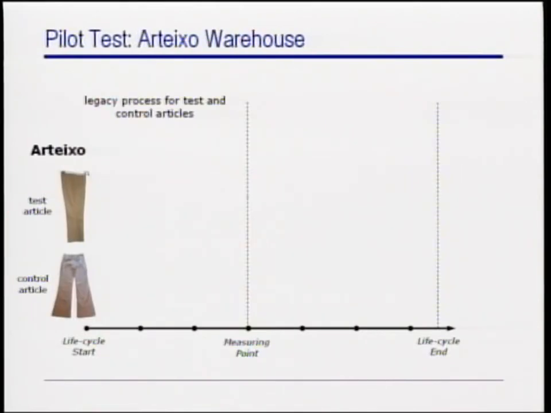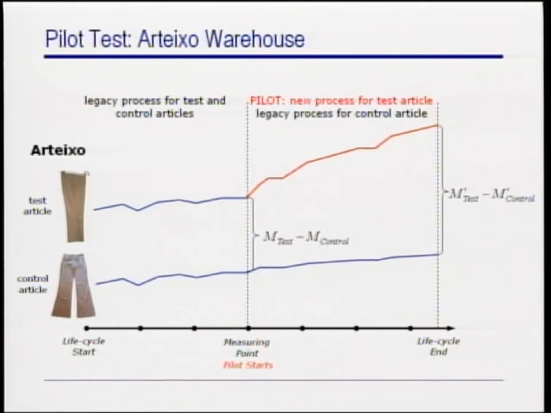Specifically, in Arteixo, for each pair of articles, shipments were determined by the legacy process during the first part of the life cycle. After a sufficient number of weeks, we measured several key metrics, including sales, time on display, returns, and transshipments. Capital M in this slide denotes any of these metrics. Then, the distribution of the test articles was switched to the new process, while the legacy process was still used for the control articles. Towards the end of the life cycle, we measured again the same key metrics.